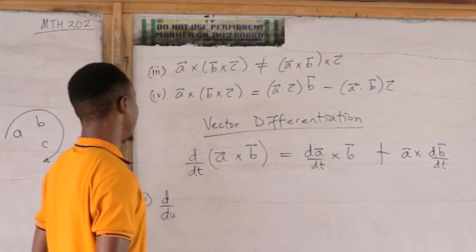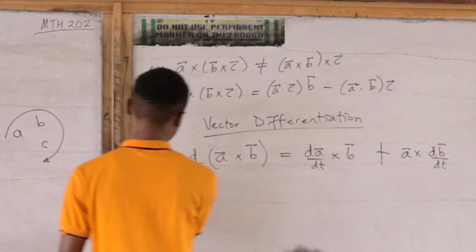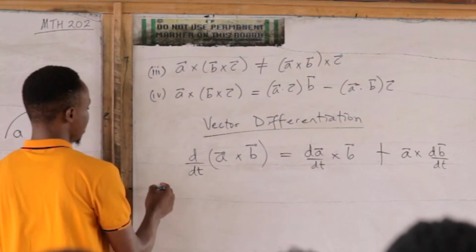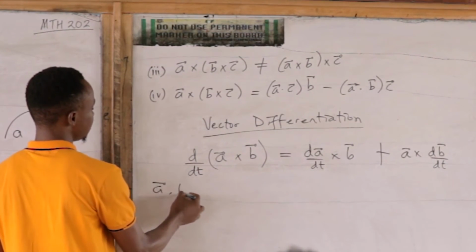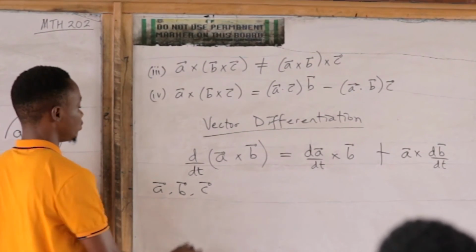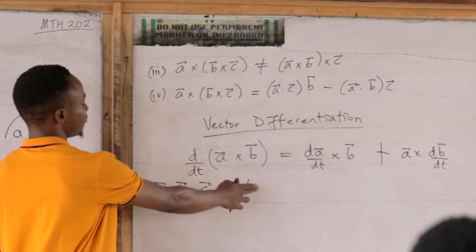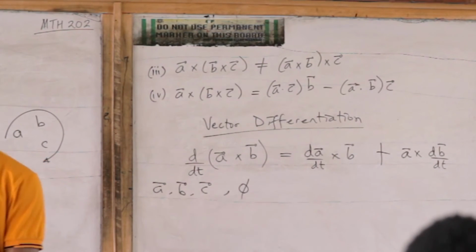So we have functions A, B, C that we use here. You can write now: in the following rules, A, B, C are vector functions defined in terms of variable U, and phi is a scalar function.